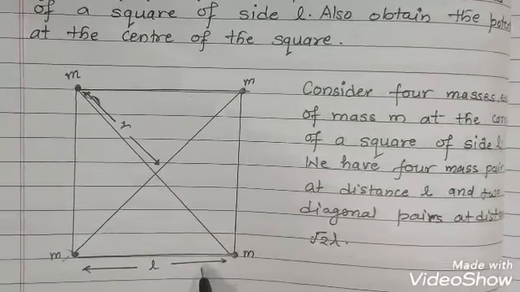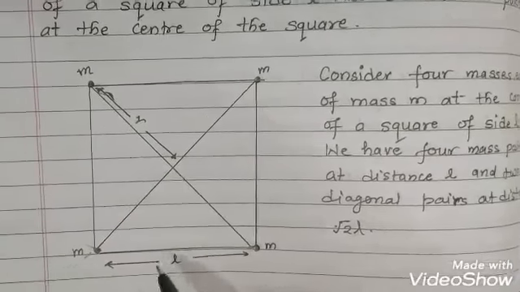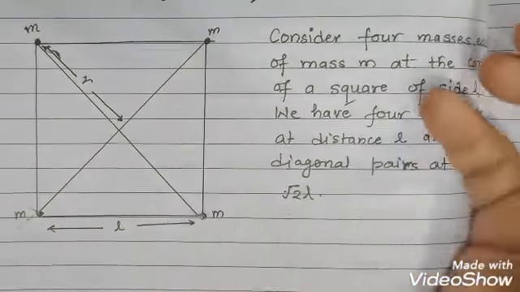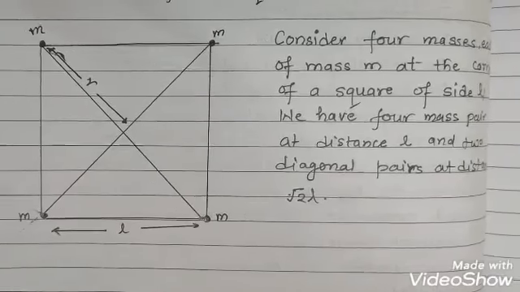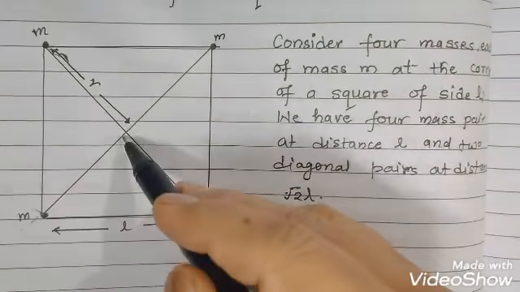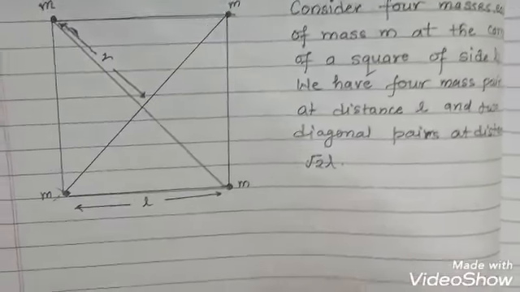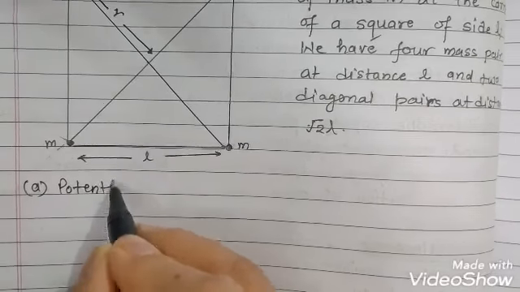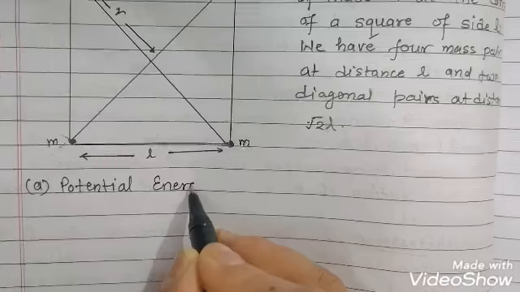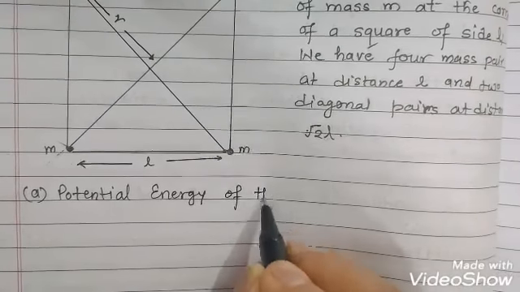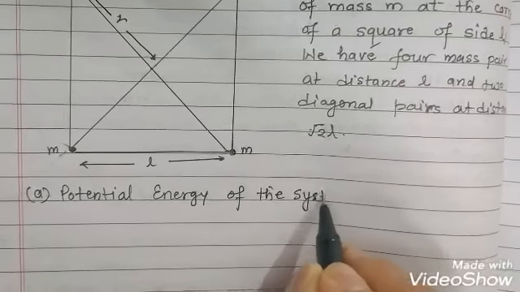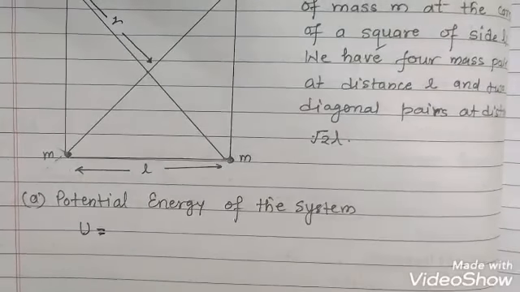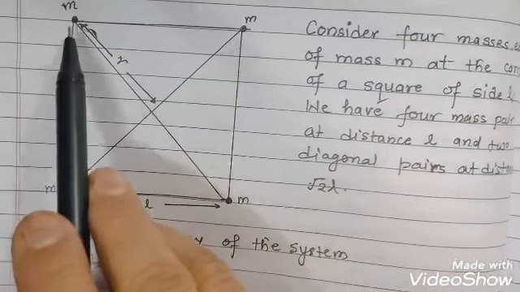This is the side L, and for that we have to find out two things here. First, the potential energy of the system, then the potential at the center of the square. So first, to find the potential energy of the system, we will see there are 6 pairs.